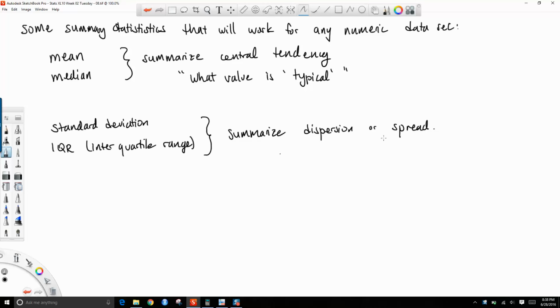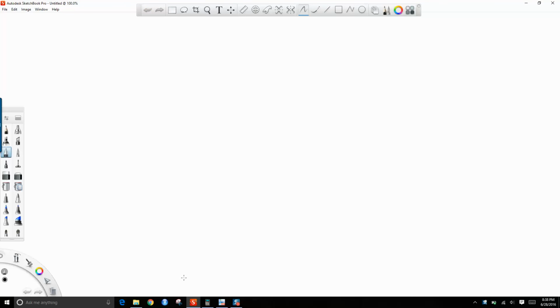Okay, so continuing on here, let's talk about the mean, okay? And I think many of us are familiar with the mean. Symbolically, the symbol we use is x bar, okay?